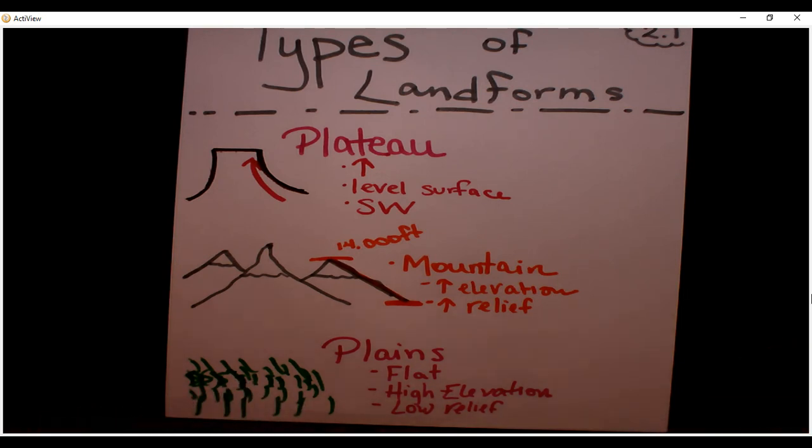There are two types of plains. We have our coastal plains by the water, and we have our interior plains. Typically, our interior plains are where our high elevation are going to be.